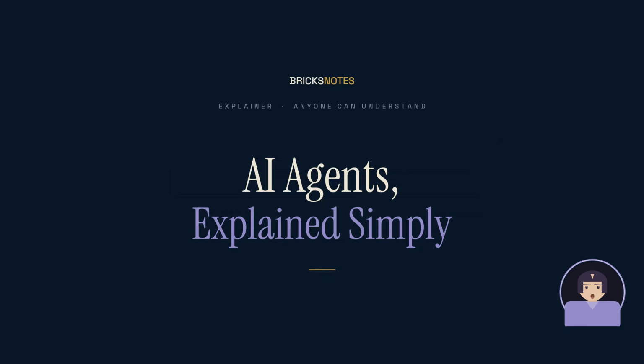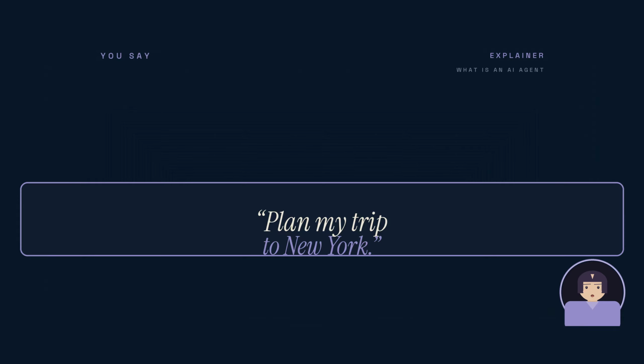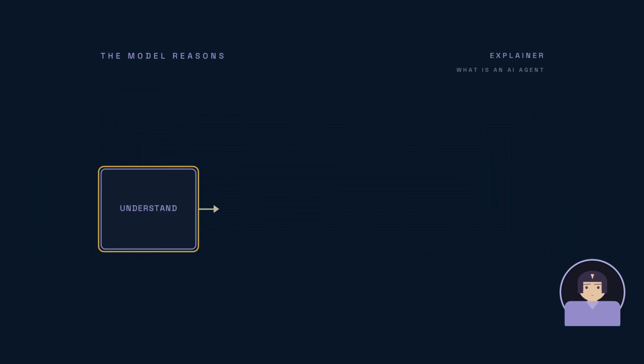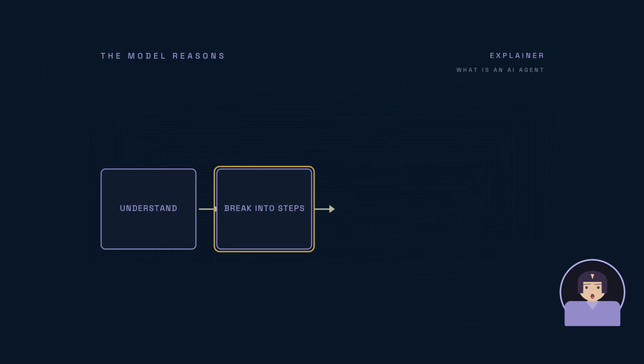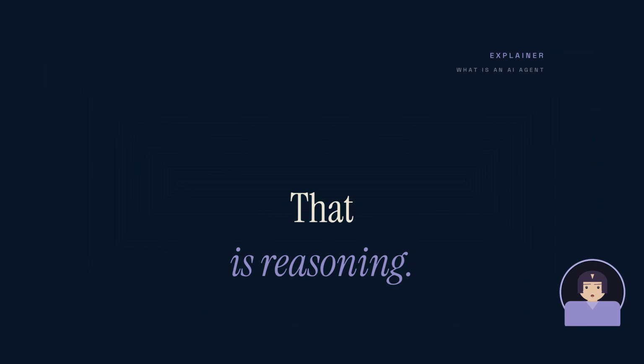Start with the LLM. Think of the LLM as the brain. You say, plan my trip to New York. The model understands the request, breaks it into steps, thinks about what information is needed, and decides what should happen next. That is reasoning. But reasoning alone cannot book a hotel, check your calendar, or send an email.